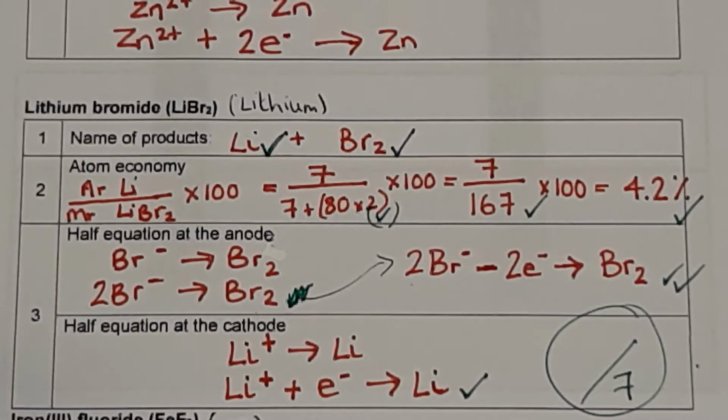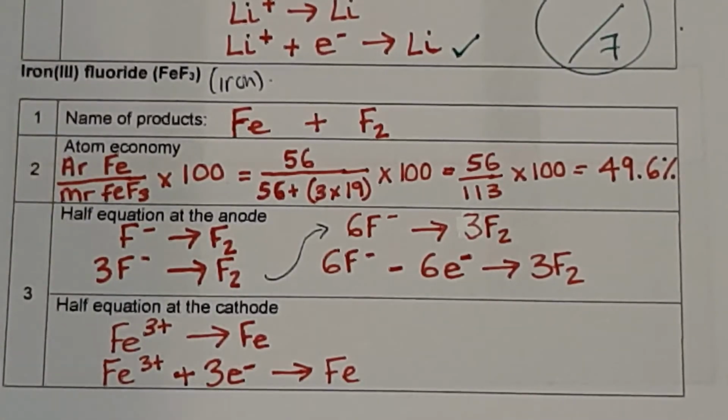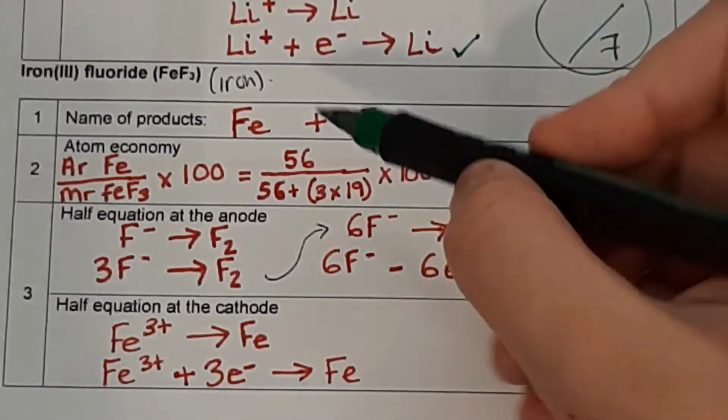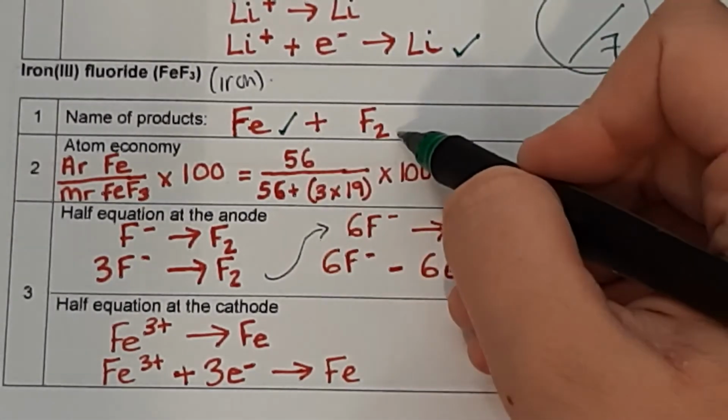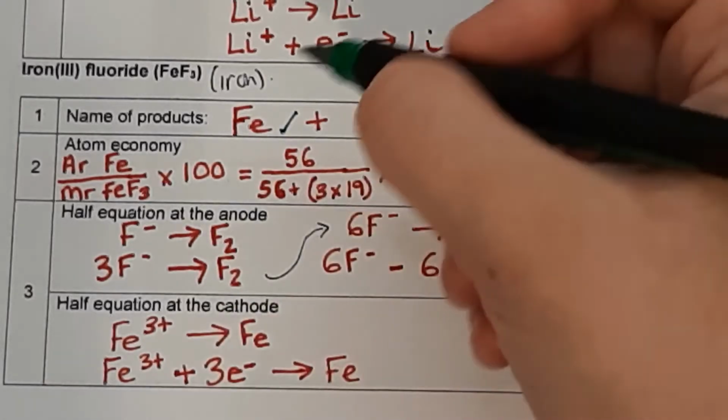Okay, so pause the video if you haven't done the next one. Have a go at that before we move on. We're going to move on now to iron fluoride. So iron fluoride, the useful product here is iron. So we're going to get iron atoms and diatomic fluorine, which is F2. Okay, so there's 2 marks there.